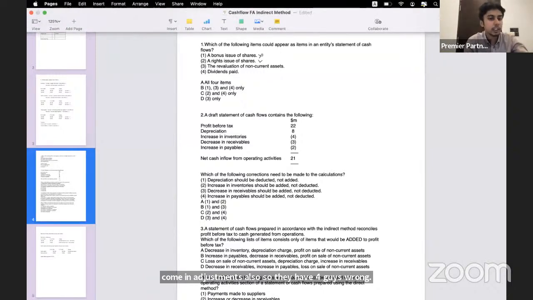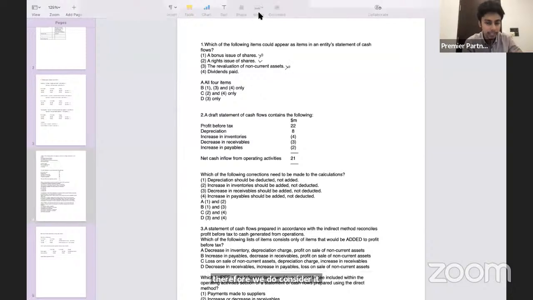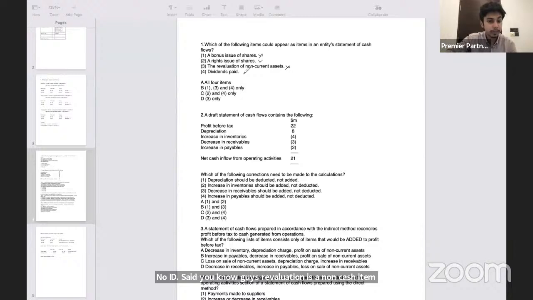Why? What is a rights issue? A rights issue is where you give shares at a discounted price. A 5 rupee share, you're giving for 3 rupees. When you give like that, money does come, so we do consider it. Revaluation of non-current assets: I said revaluation is a non-cash item. Money doesn't generate, so we don't mark it on the cash flow statement. Dividends paid, yes, financing activity, minus. So therefore, 2 and 4, and the answer has to be option C. This has to be the correct answer.